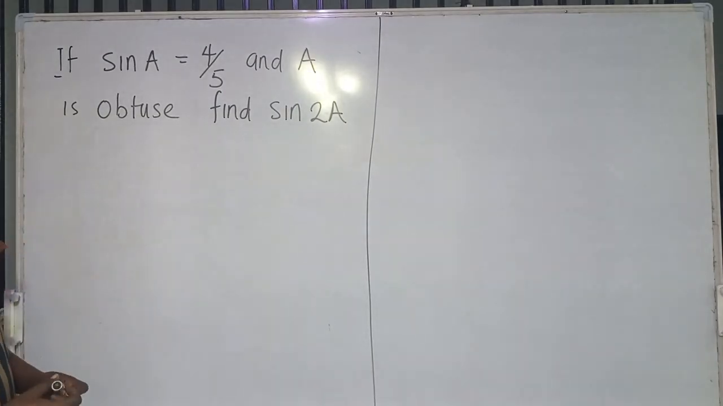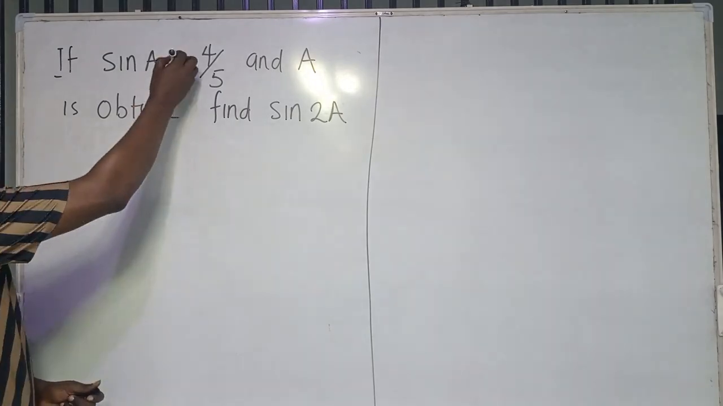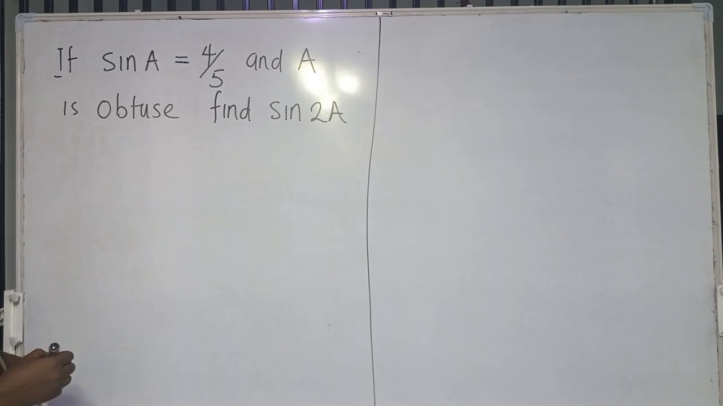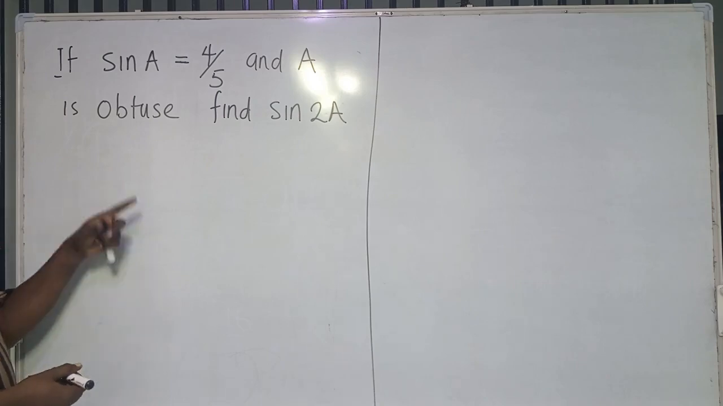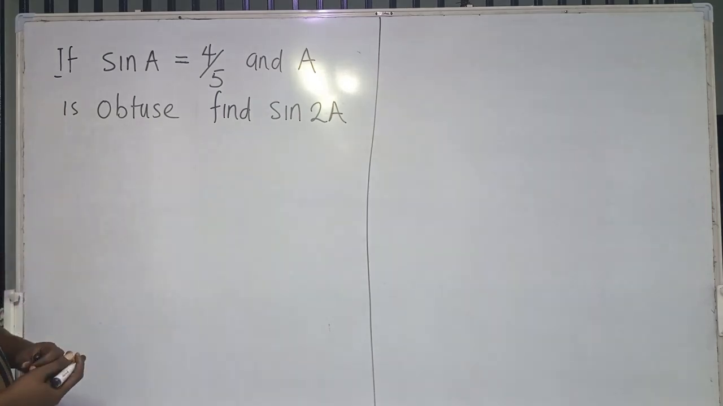We want to solve the third question. It says if sine A is equal to 4 over 5 and A is obtuse, find sine 2A. Now, if A is obtuse, it means that it's in the second quadrant.